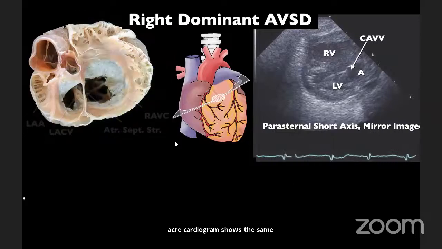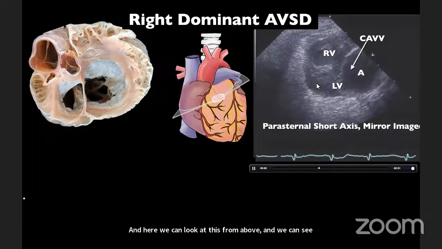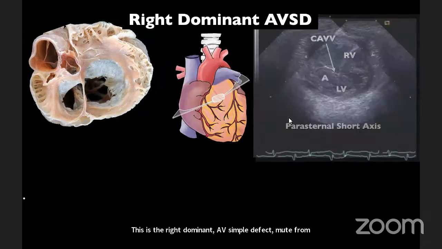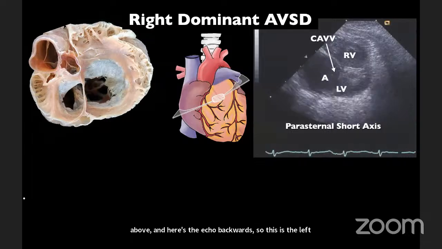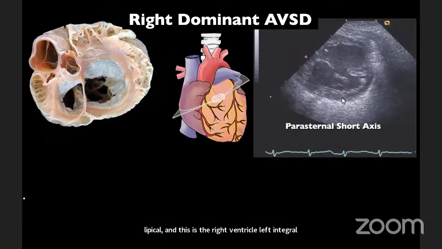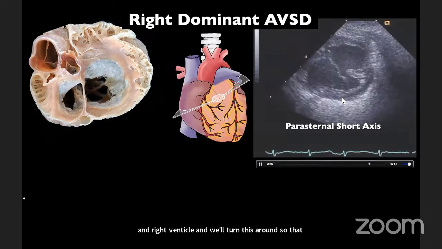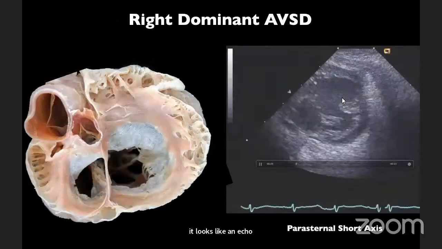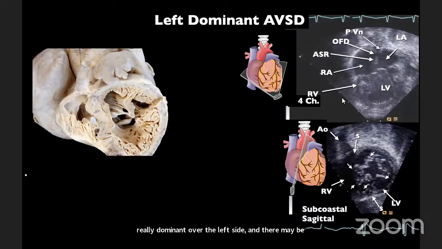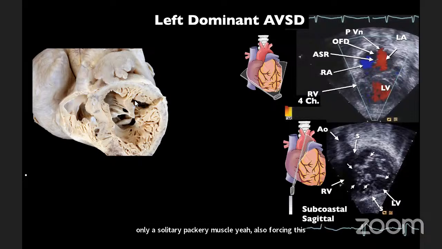And here we can look at this from above, and we can see the difference between a right and a left dominant. This is the right dominant AV septal defect viewed from above. And here's the echo backwards. So this is the left ventricle, and this is the right ventricle. We'll turn this around so that it looks like an echocardiogram. And now we can see that the right side is really dominant over the left side, and there may be only a solitary papillary muscle here, also forcing this patient down the single ventricle route.